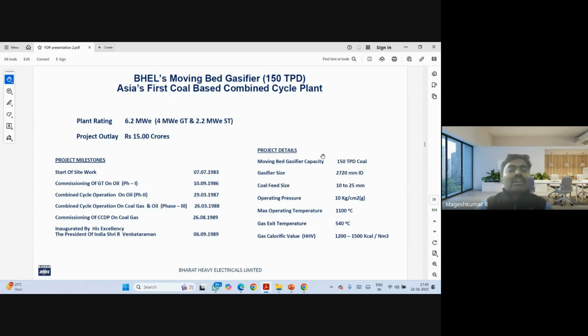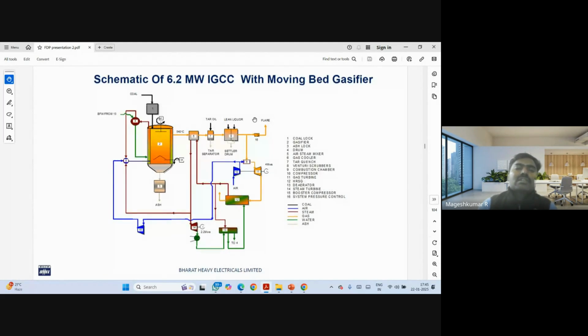You can see the amount of importance that was given at that time, and this was Asia's first coal-based combined cycle plant, which was built and successfully operated. Later on, it was further modified and utilized continuously. Now the project site is still available for people to see. This is a schematic sketch of the 6.2 megawatt IGCC moving bed gasifier.